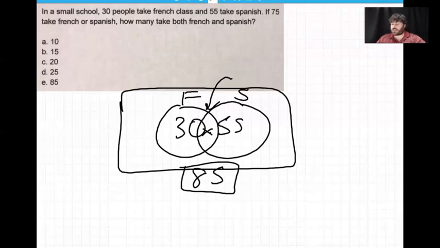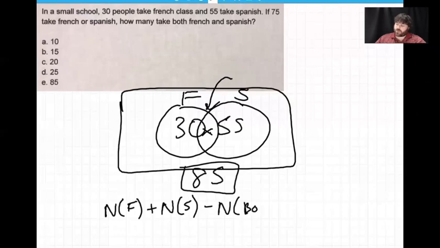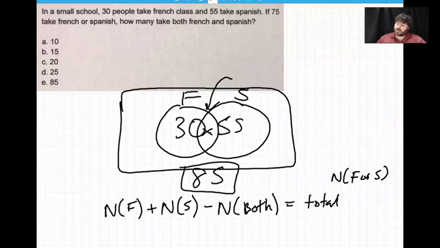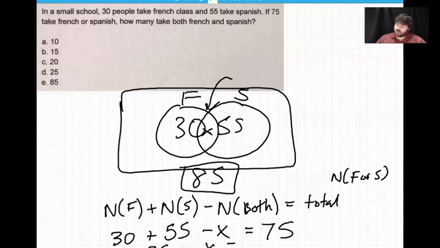So you can kind of reason through it that way, or the formula, the number of people that took French plus the number of people that took Spanish minus the number of people that took both should equal the total, or the number of people that took French or Spanish, okay? So the number of people that took French, that's 30, plus the number of people that took Spanish, that's 55, minus both, that's what we want to know, that should equal 75. So you get 85 minus a number equals 75. It's clear to see that that number has to be 10. So 10 people took both. So choice A is correct.